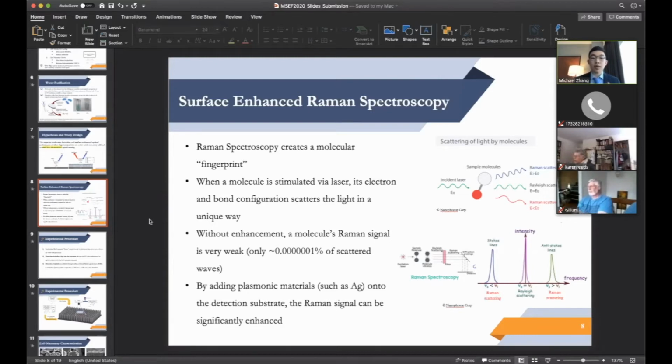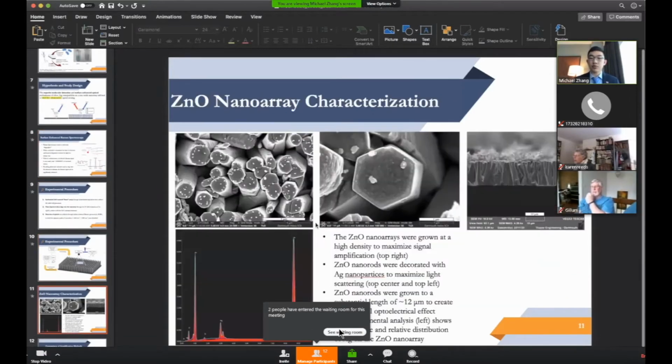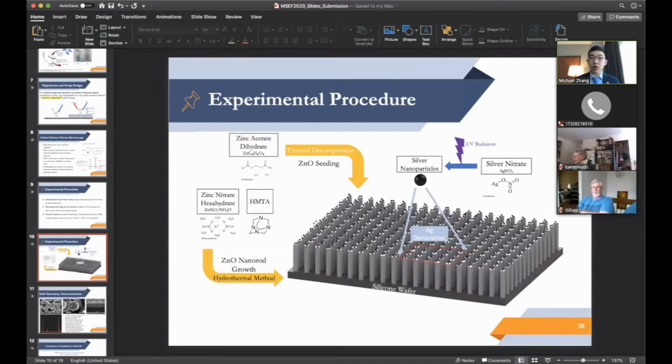However, the problem is that without any sort of enhancement, the signal is very, very weak. As you can see here, it's only an indistinguishable percentage of all the light that's scattered. So we added a plasmonic material, specifically silver, which has the best performance on our detection substrate, which significantly enhanced the signal. And here you can see this is a rendering of our procedure.